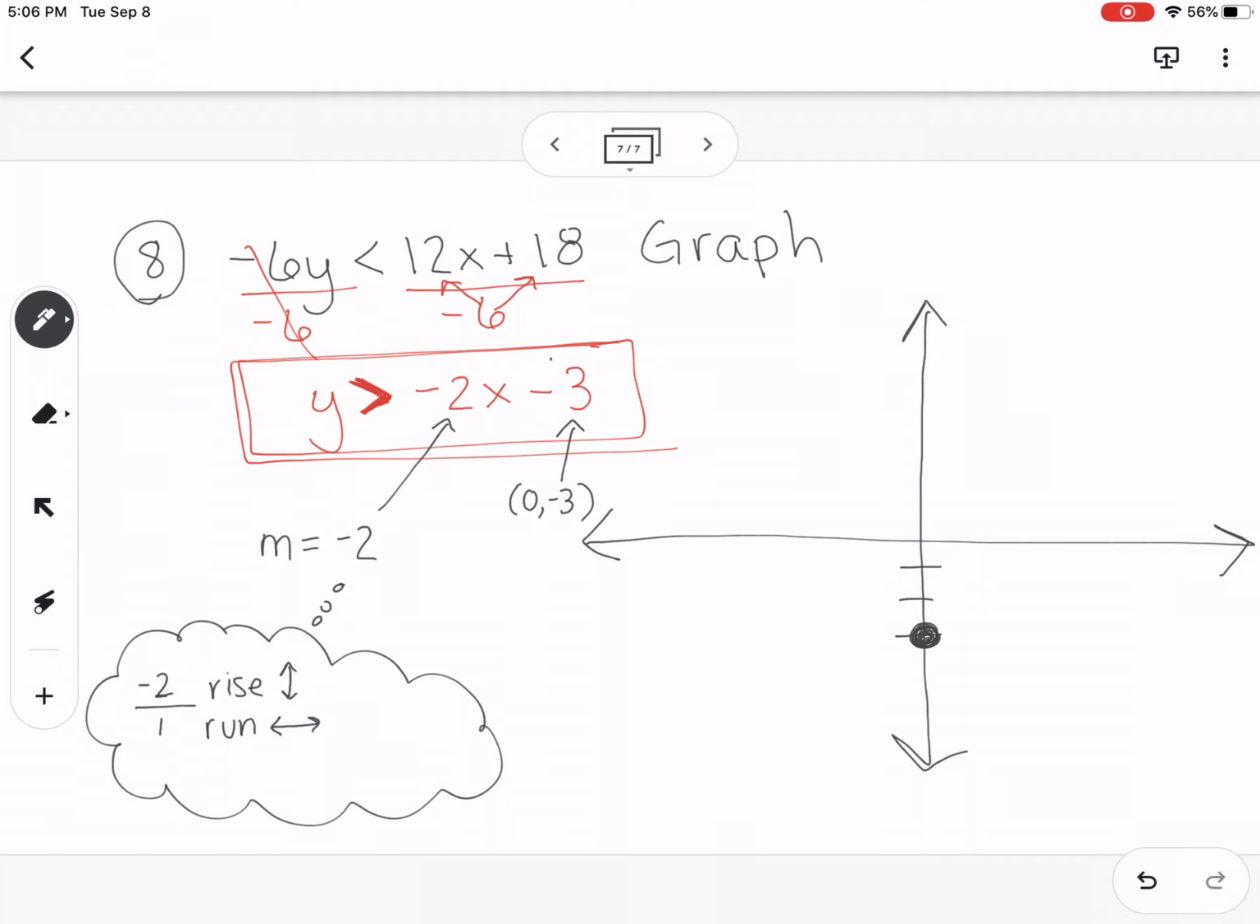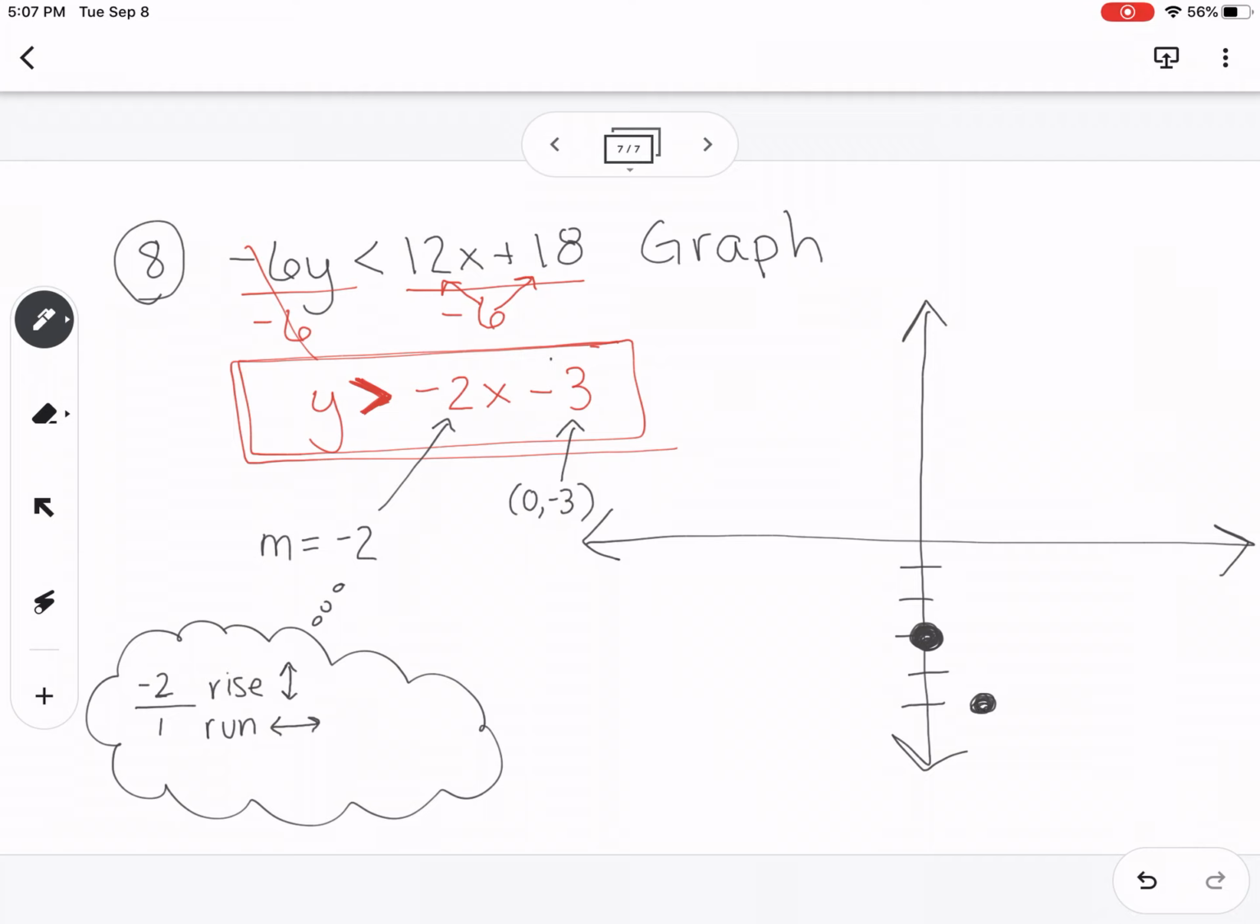So starting at this dot over here, I'm going to go up or down 2 spaces. I'm going to go down because of this negative sign right here. So I'm going to go down 1, 2 spaces on my graph, and then my run is a positive 1, which means I'm going to go to the right because it was positive. So I'm going to go down 2 and right 1.